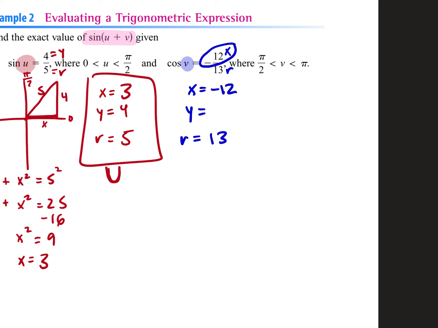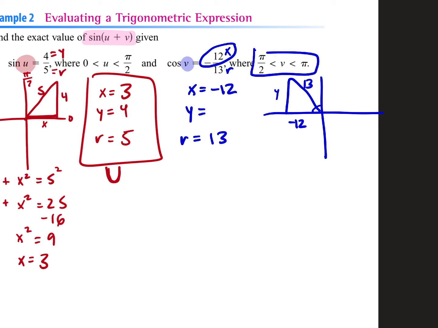Now I'm dealing with the quadrant from pi over 2 to pi. So which quadrant is that? Second quadrant, so I'm over here. So x is negative 12, r is 13. How do I find y? Pythagorean Theorem.